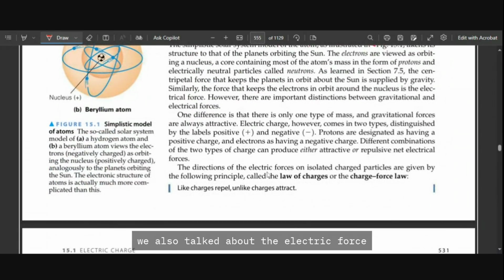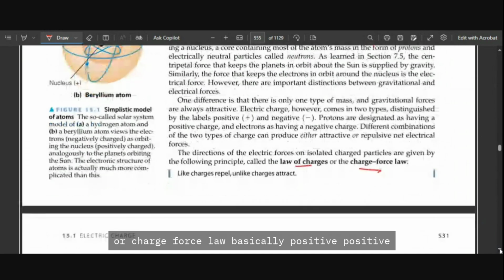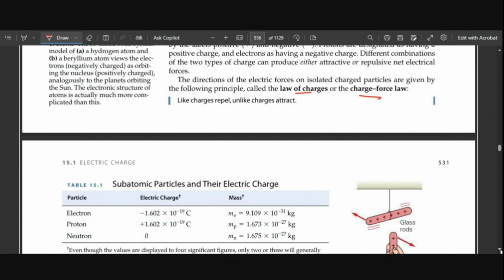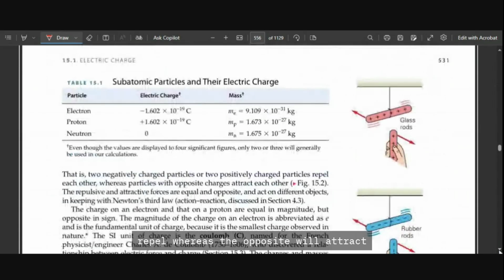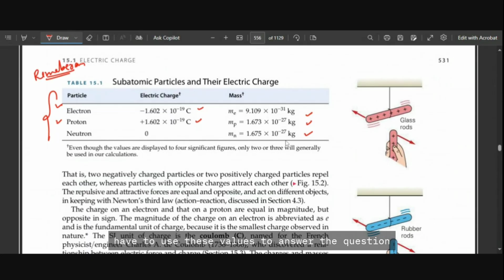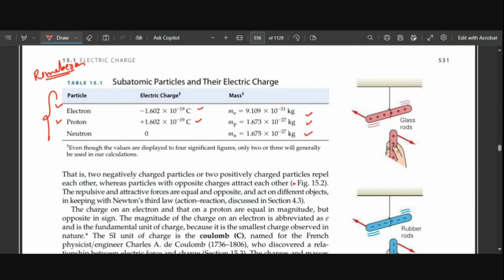We also talked about the electric force on isolated charged particles, given by the law of charges or charge force law. Basically, similar charges will repel, whereas opposite charges will attract. Here the values are given: the charge of electron, the charge of proton, and also the mass of electron, mass of proton, and mass of neutron. These are important values and we need to remember them. Sometimes these values are not given in the question, so you have to use these values to solve the problem.